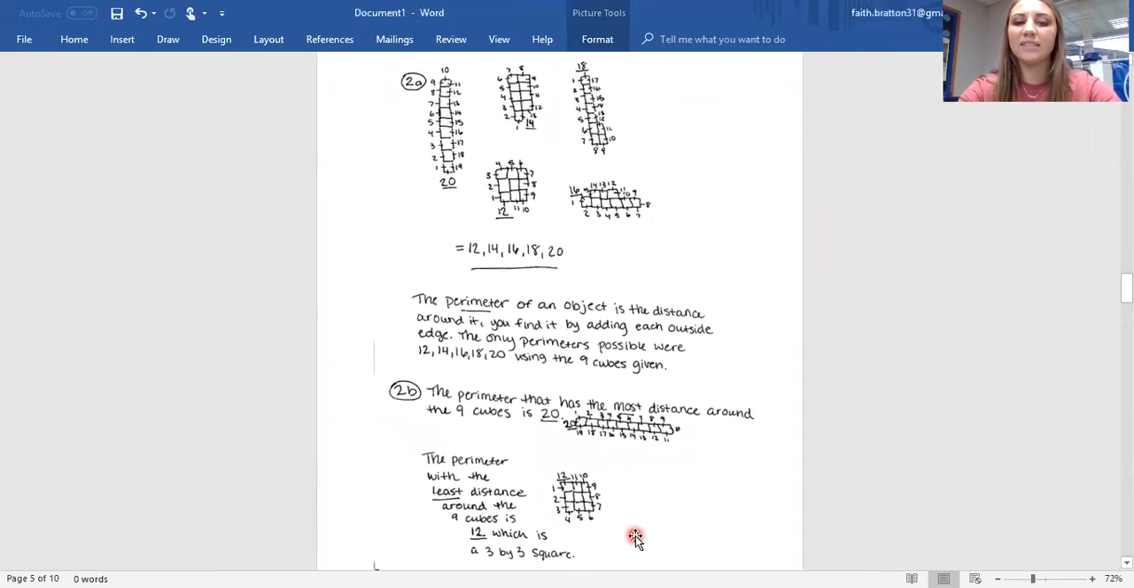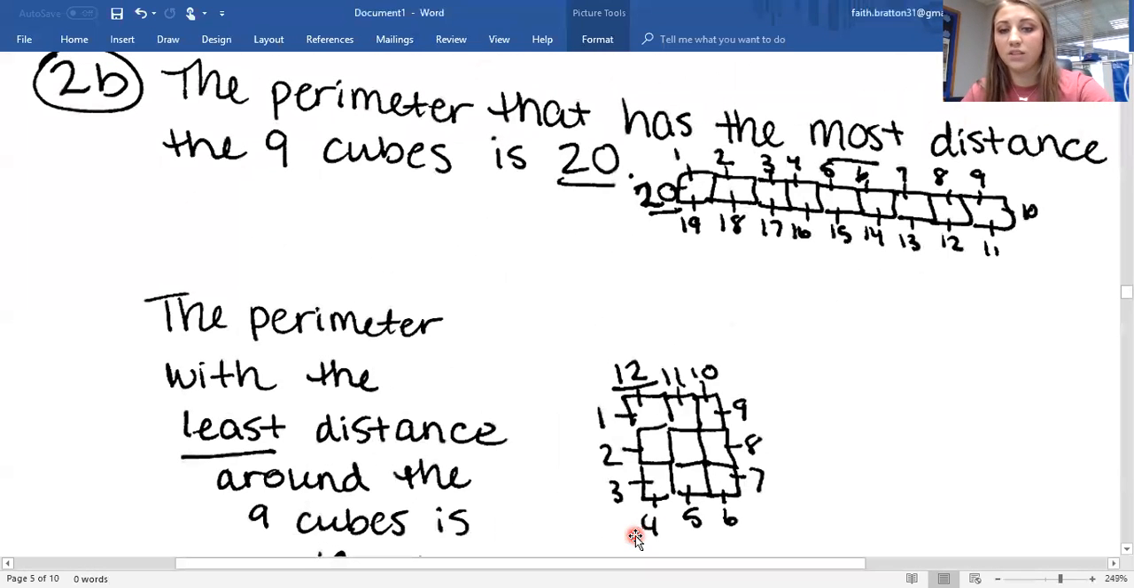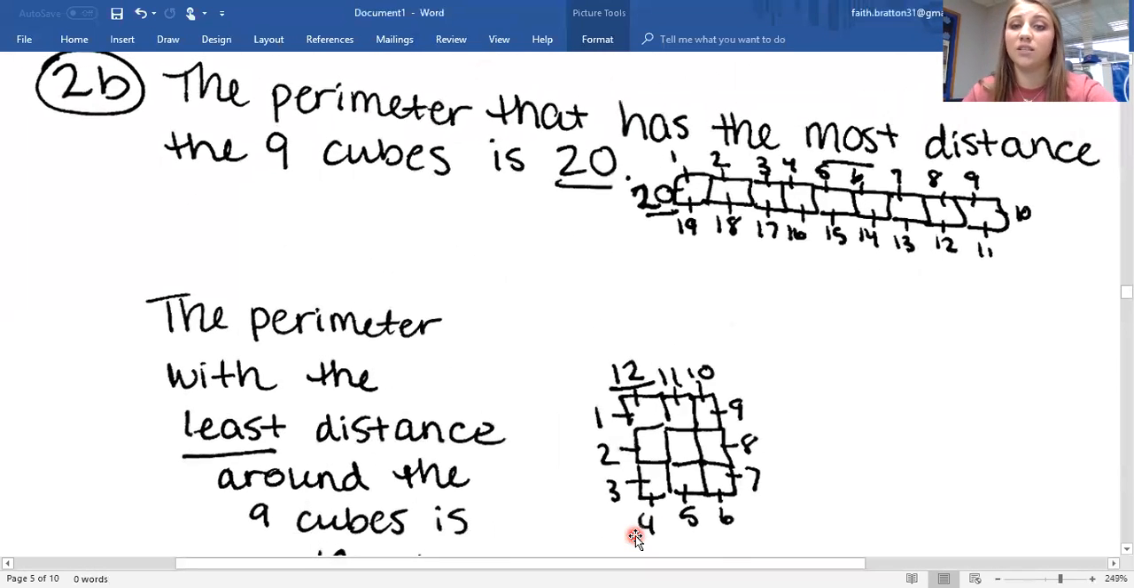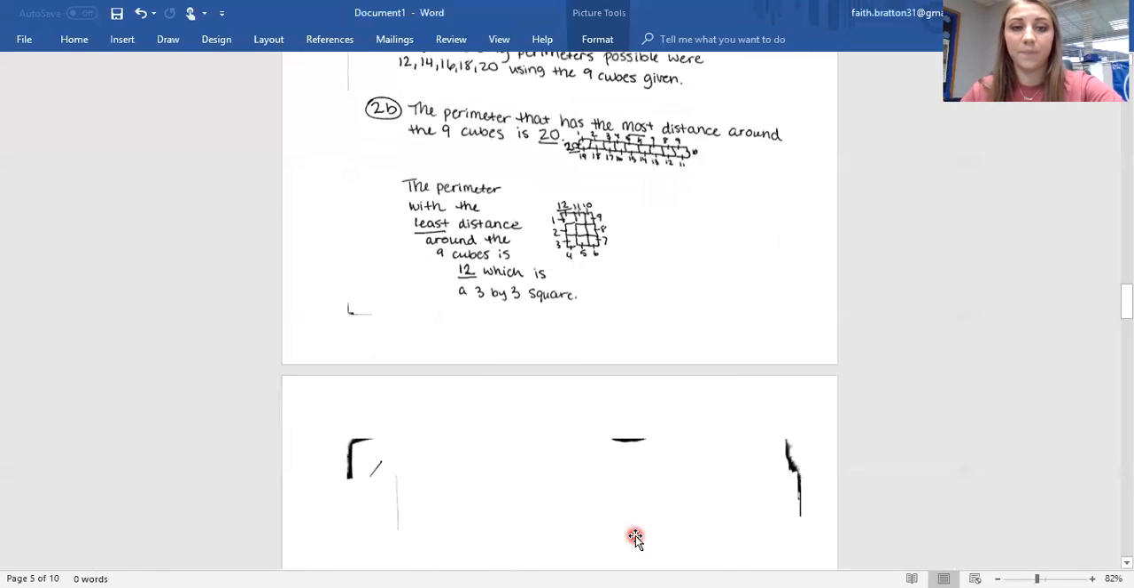Okay, the perimeter that has the most distance was 20, as you can tell, and the perimeter with the least distance around it is a 3 by 3 square, which gave us 12, right here. And you see that by adding up all the outside edges. And we know that that was the smallest one of the ones that we did.